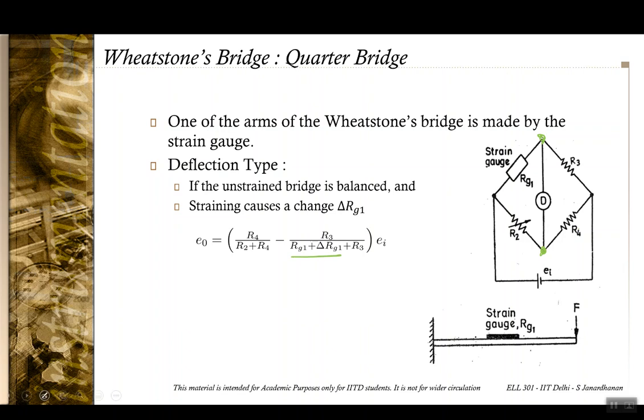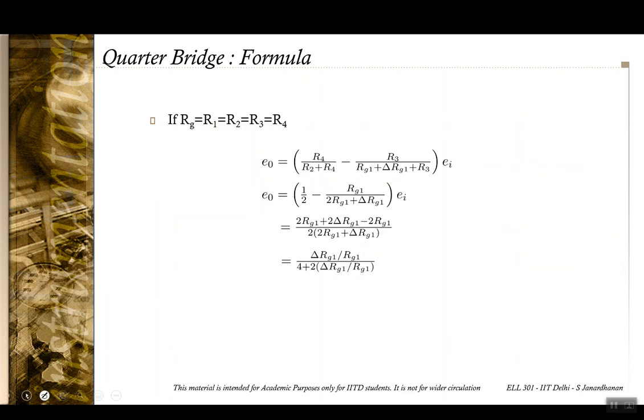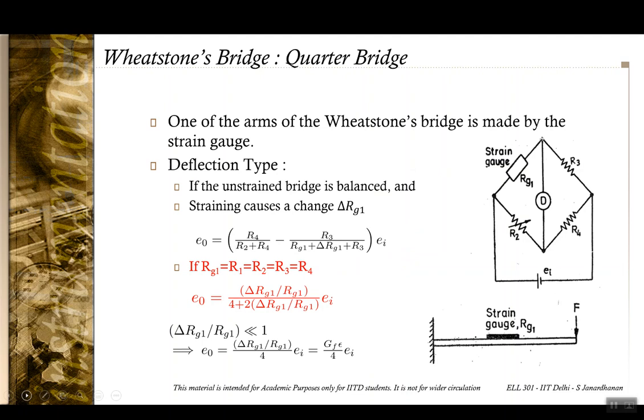Times Ei. So this again would mean that if you assume that all the resistances are equal, this output simply changes to this thing times Ei. Which again, if you substitute, you get this expression: delta Rg1 by Rg1, which is actually not the strain, which is Gf times strain, by 4 plus twice this quantity.